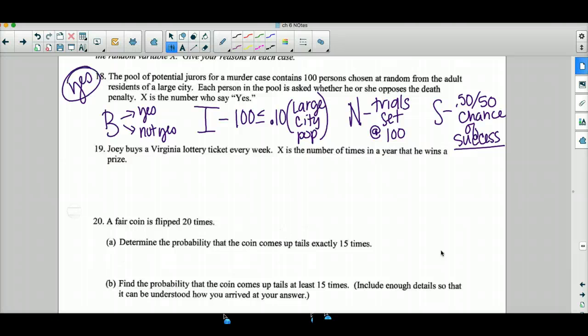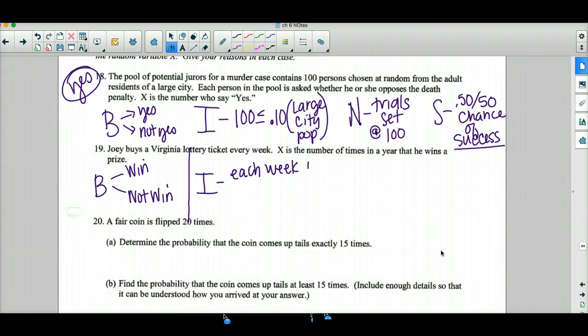Joey buys a Virginia lottery ticket every week. X is the number of times in a year that he wins a prize. So, B, what are Joey's two options? Win or not win? Are each of his tickets independent each time he plays? Each week is independent of the next.